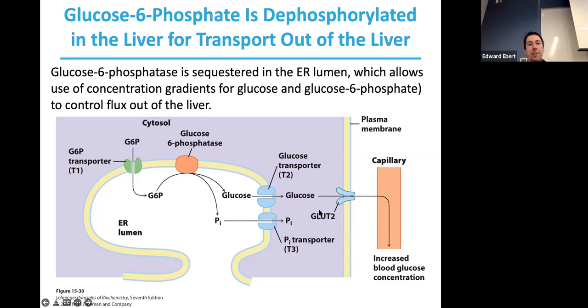Our GLUT2 transporter transports either way, just wherever the concentration is. So here's our cytosol, and here is our ER lumen. We can bring in our glucose 6-phosphate and have glucose 6-phosphatase make glucose, which we then transport right back out of the ER lumen close to the GLUT2 transporter, which sends it into the bloodstream. The phosphate that comes off here gets transported out as well. So our glucose transporter and our phosphate transporter are kind of tied together, an example of symport.